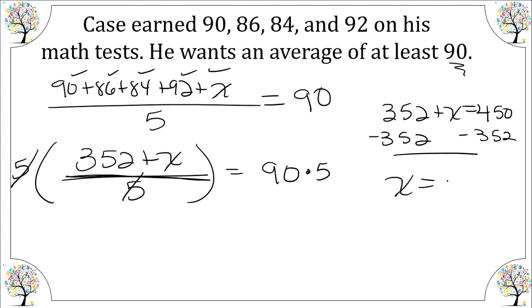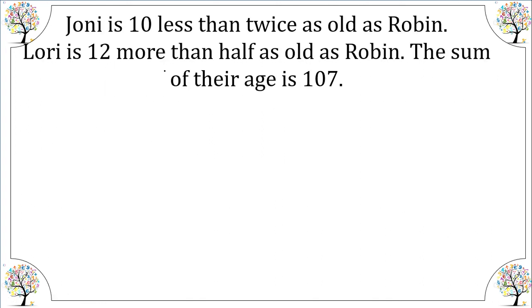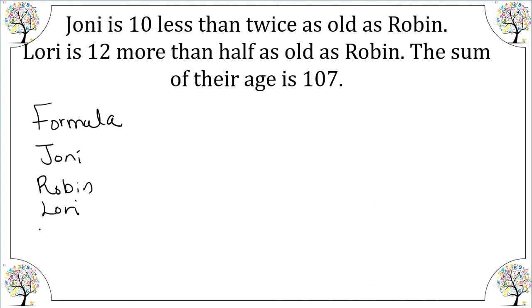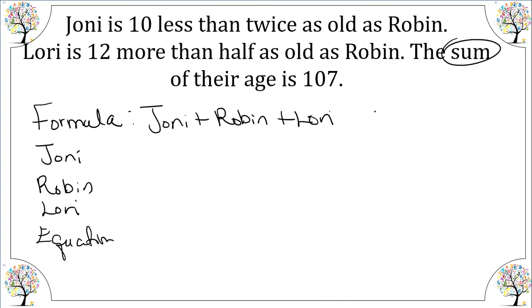And x is 98, so he needs to make a 98 on the next test. Okay, now here we have an age problem. So we have the formula, we have Joni, we have Robin, and we have Lori. And then we're going to have an equation. So our formula is going to be Joni's age plus Robin's age plus Lori's age equals 107, okay? So the sum told us our formula.